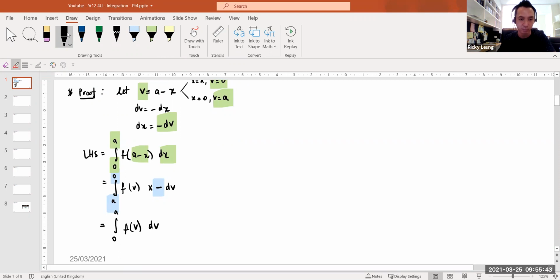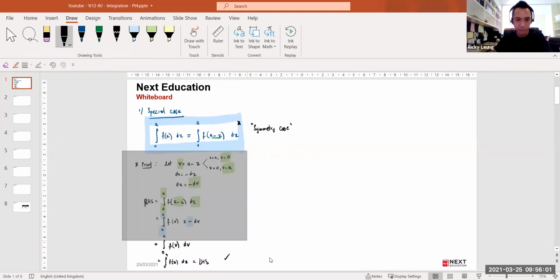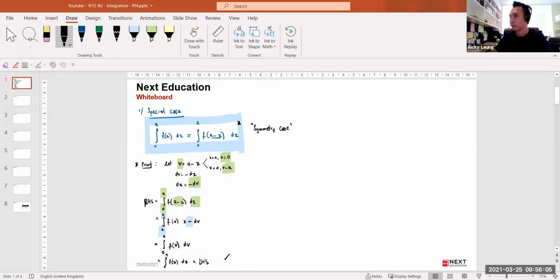So in other words, I'm going to replace this with the integral from 0 to a of f(x) dx, which we know is the right-hand side. Sorry, I used right-hand side here, and that's the left-hand side, and that's my proof, right? So guys, that's my proof for this. Let's do an example just to really bring this case to life.